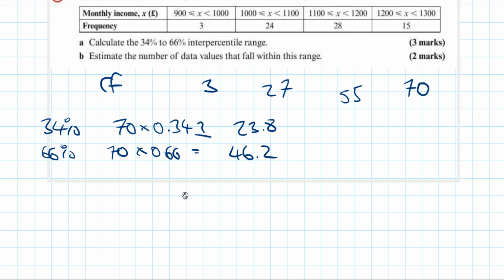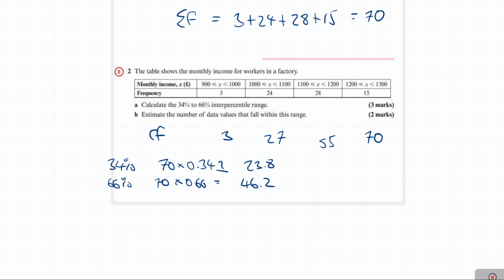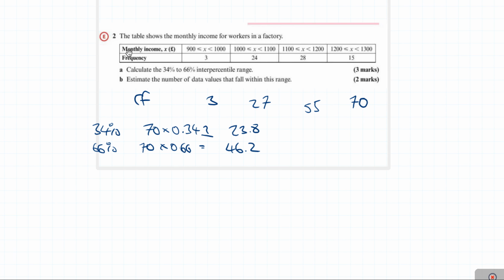Again, there are two methods for this one, very much like question 1. There is the ratio method and there is the formula that you can apply directly. I'll do each of them. So the first one we'll do is the formula for the 34%. For the 34% part, we're going to use our formula.